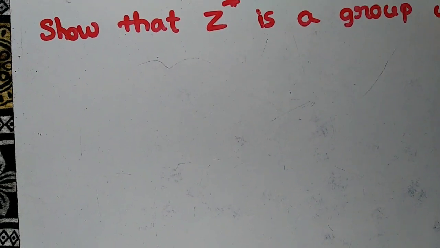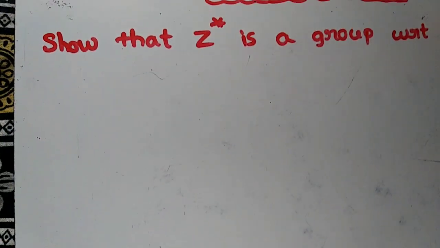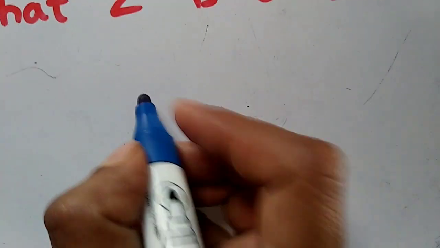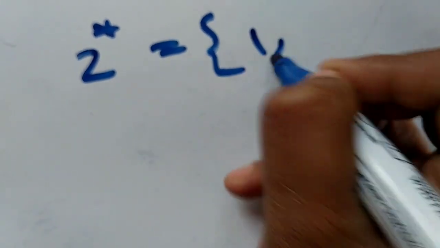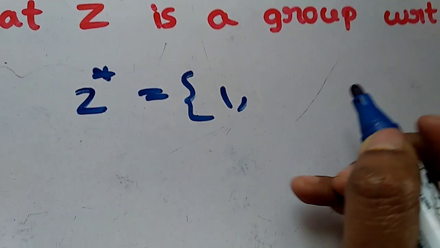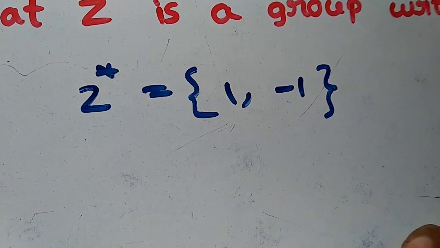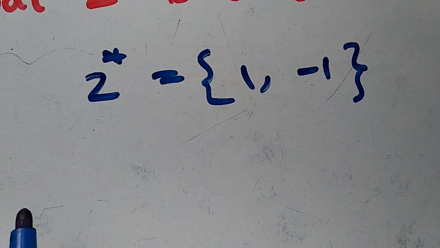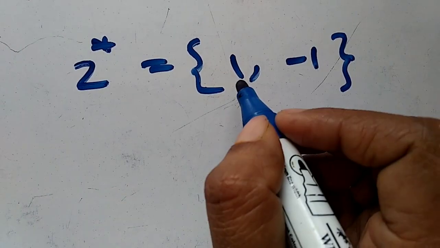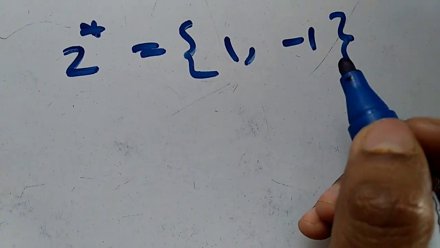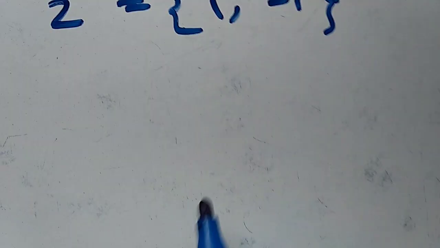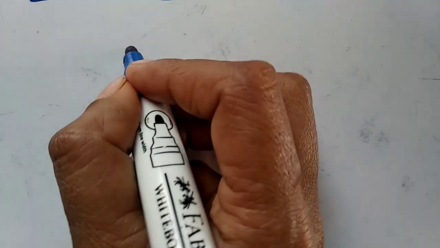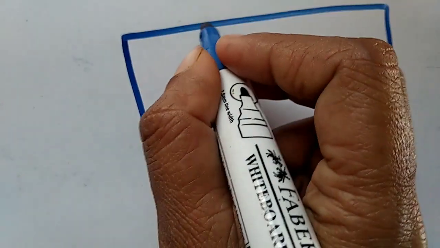So I already told you what this Z star means. Your Z star contains only two elements. Those two elements are 1 and minus 1. Next, even from a table we can check whether it is a group or not. So how to check in a table? Just draw a table first.